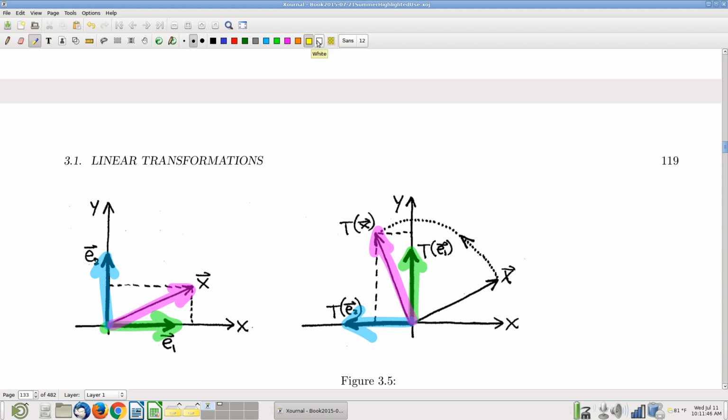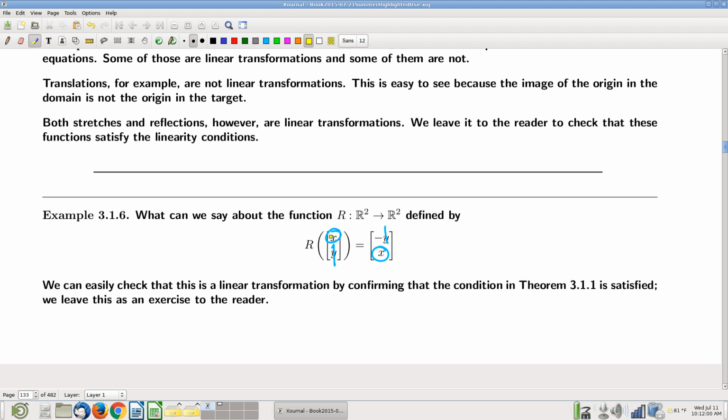So all of the vectors have been rotated 90 degrees counterclockwise. So that's what this function does. This function here, that we checked first was a linear transformation, now we have a really natural geometric interpretation of it. This is a rotation. Everybody good?